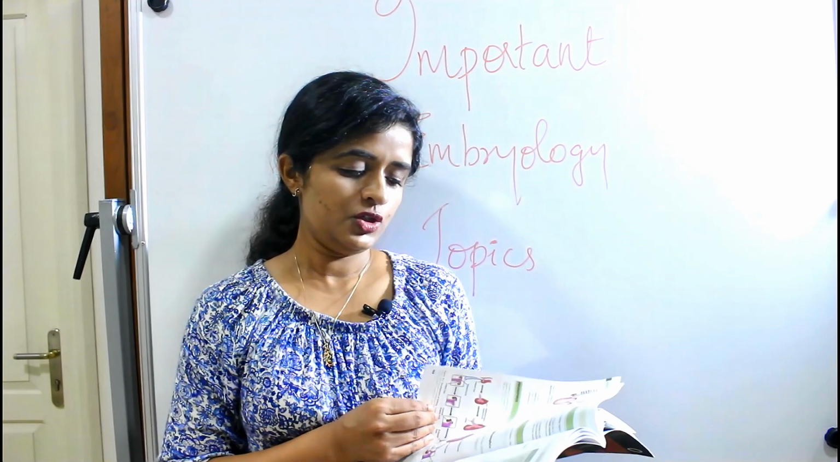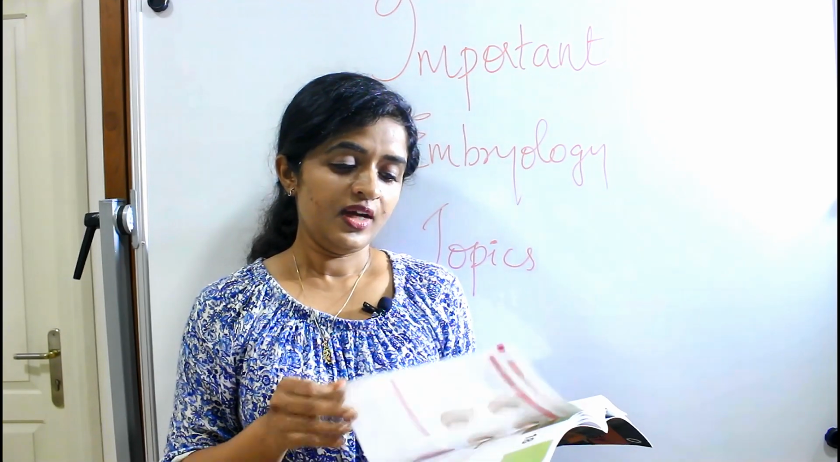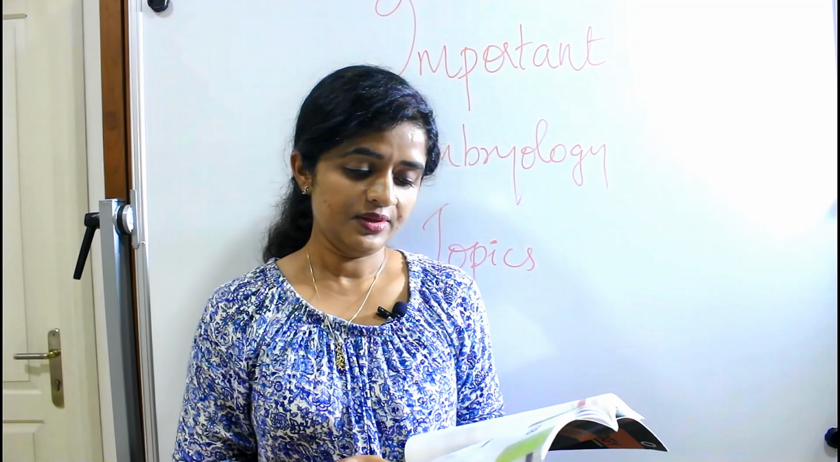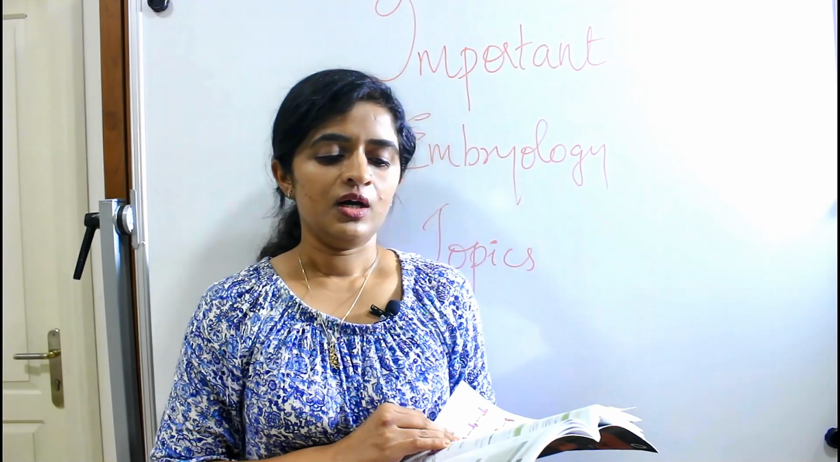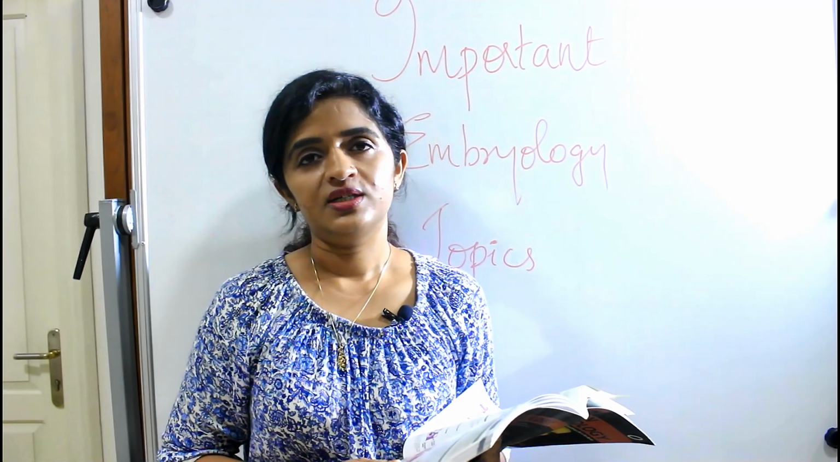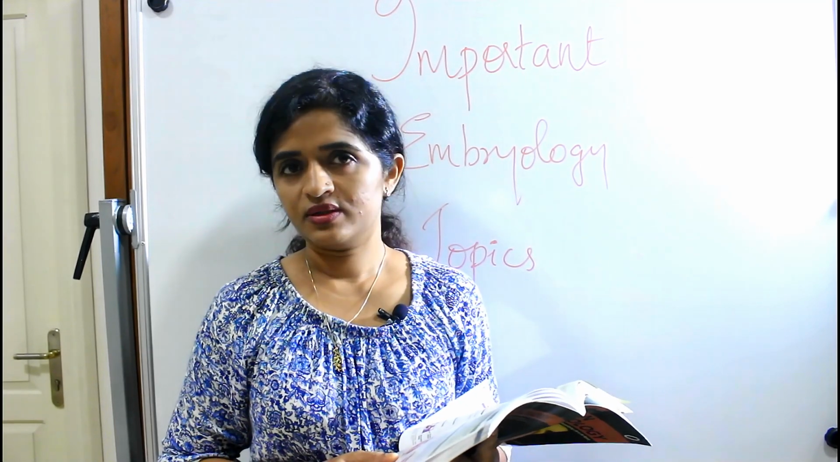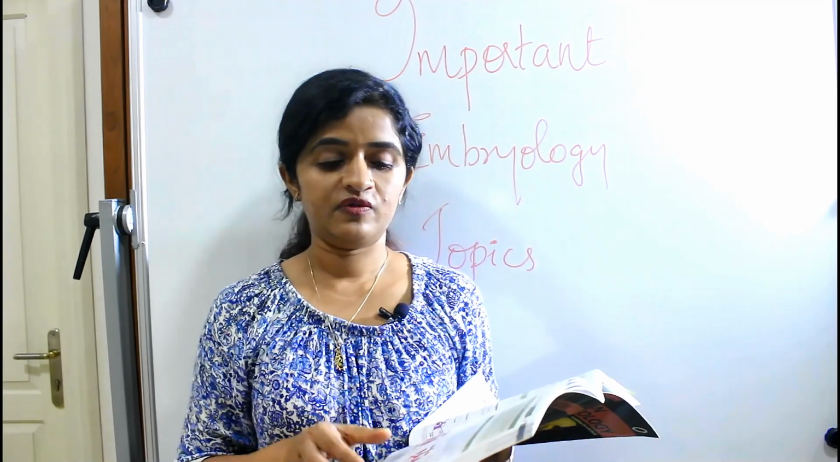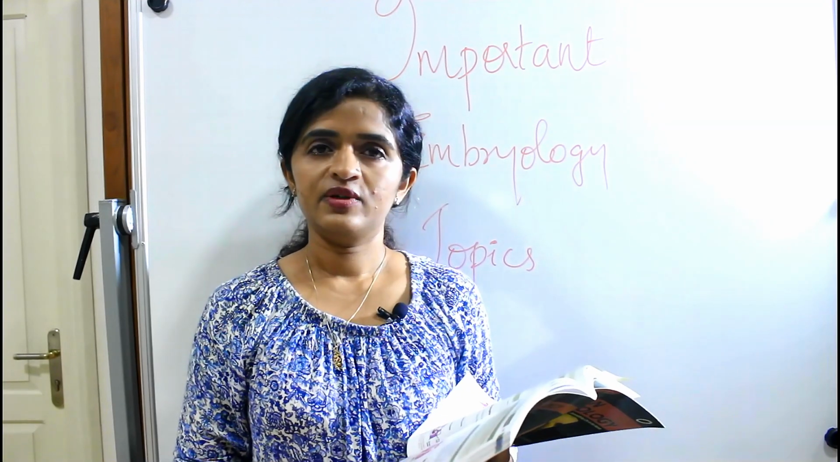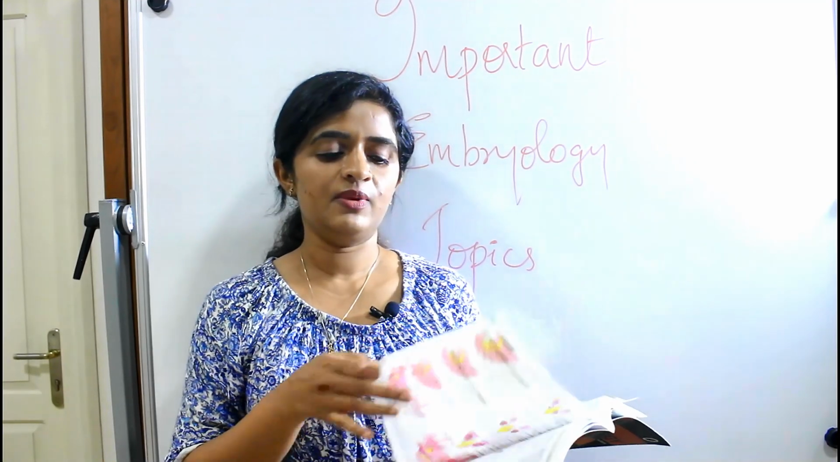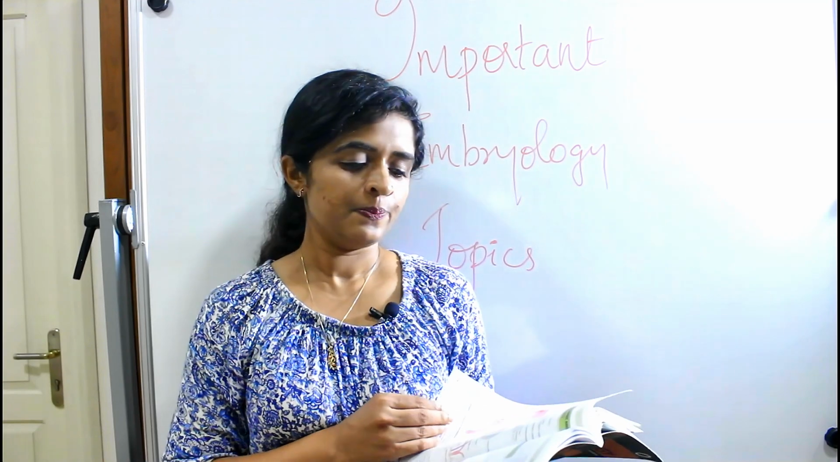Then coming to the renal system, urogenital system, you need to know about the development of kidney, the development of urinary bladder, because there is a difference for the development of the trigone of the bladder. So development of kidney as well as development of urinary bladder you need to know in detail.